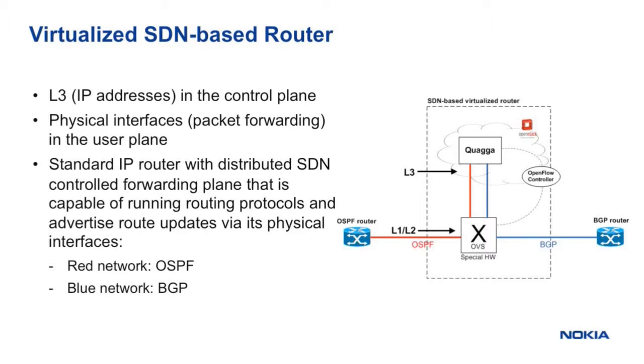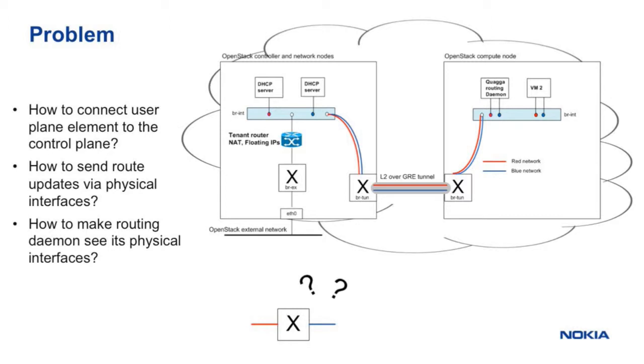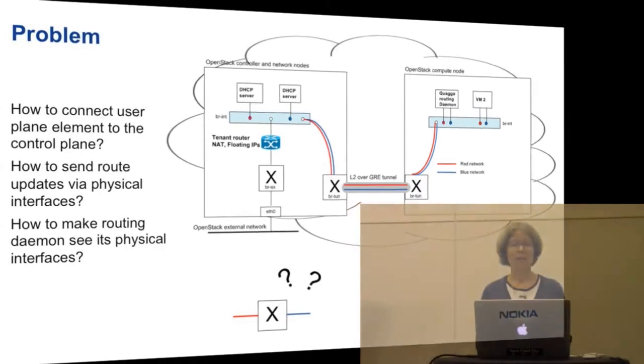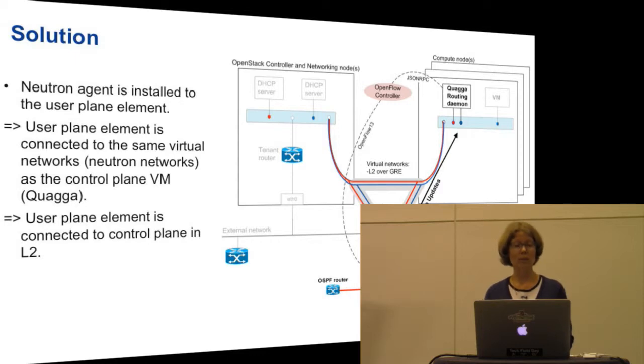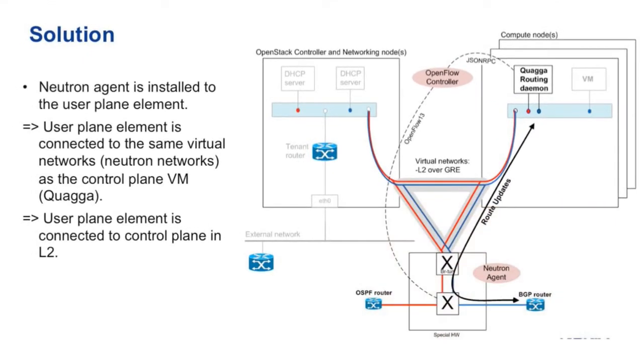So it looks simple, but if you think about the OpenStack installation, the routing daemon is in the compute node in the VM, and then there are tenant routers, NATs, floating IPs, and so on. So there comes the problem: how to make the routing daemon see its physical interfaces. Our solution has been that we have installed the Neutron agent to the user plane elements. This way, the user plane elements are connected to the same L2 segment and virtual Neutron network as the routing daemon, and it's possible to send routing updates via physical interfaces.